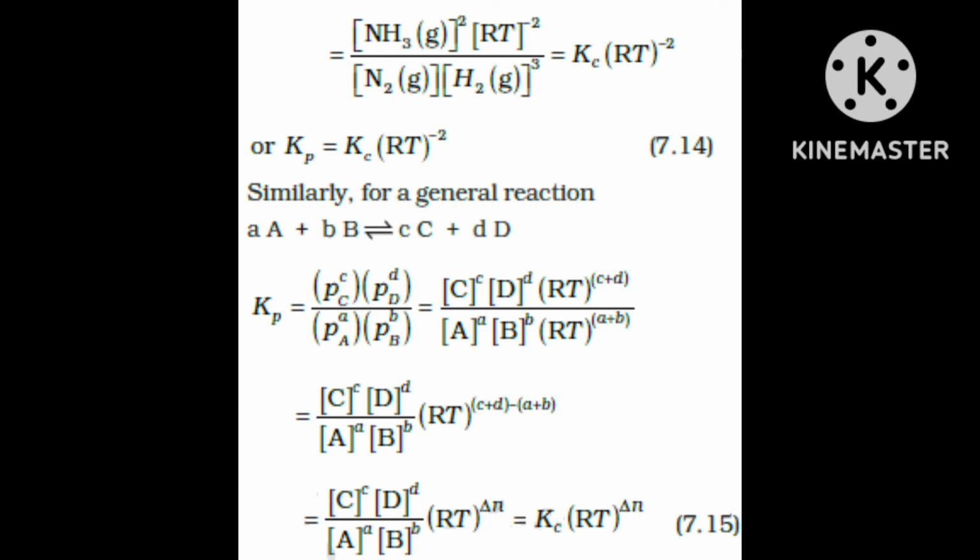Again I am telling you, Kp is equal to Kc into RT, in a small bracket, RT power minus 2. This is the relation in case of ammonia. But actually this relation will vary according to the equation.